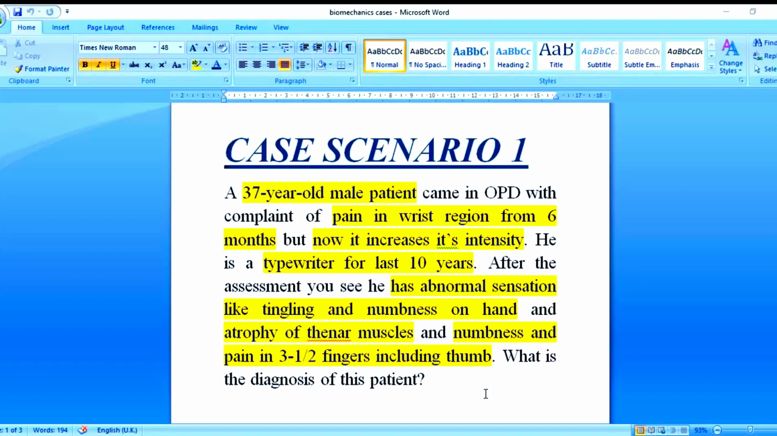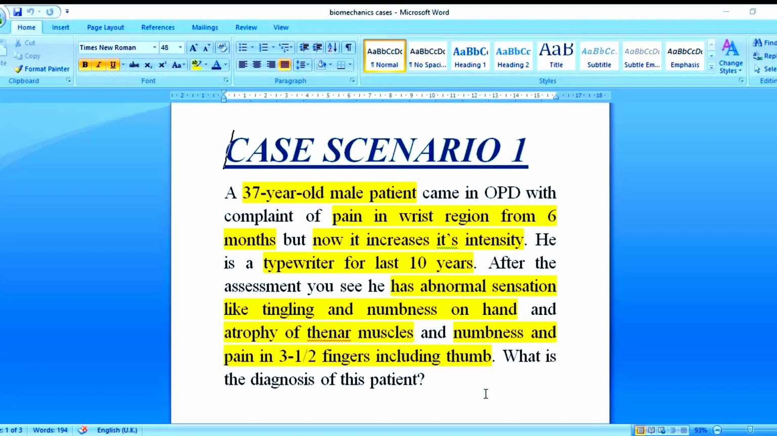Okay, starting from the very first: a 37-year-old male patient came to the OPD with a complaint of pain in the wrist region for 6 months, but now it has increased in intensity. He has been a typewriter for the last 10 years. After the assessment, you see he has abnormal sensation like tingling and numbness in the hand, atrophy of the thenar muscles, and numbness and pain in 3.5 fingers, including the thumb. What is the diagnosis of this patient?